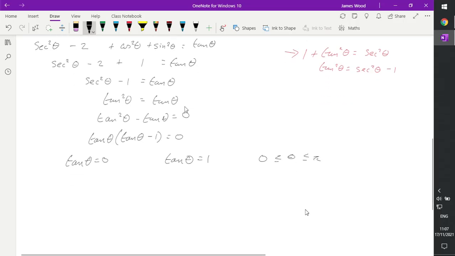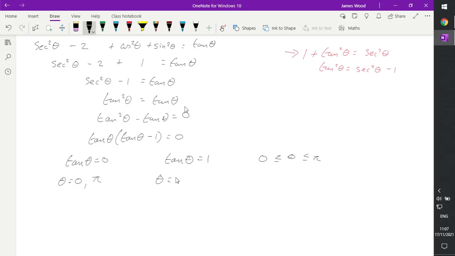So let's just go through and find those solutions. Again, make sure your calculator is in radians. Inverse tan of 0, well, your first solution is going to be 0. And then we can add on 180. Actually, it won't be 180, will it? Add on pi instead, really, because we're working in radians. So it'd be 0 and pi.